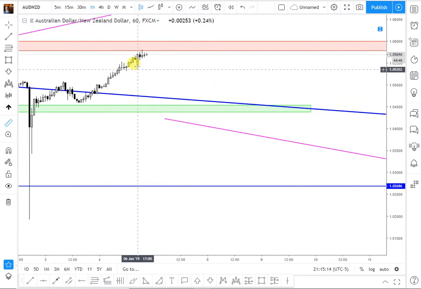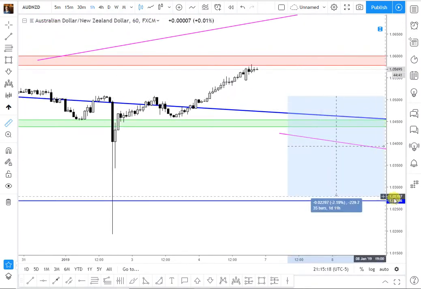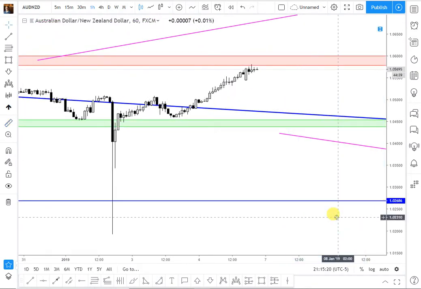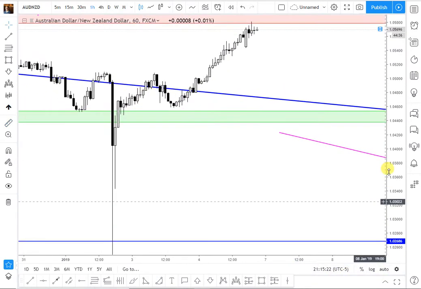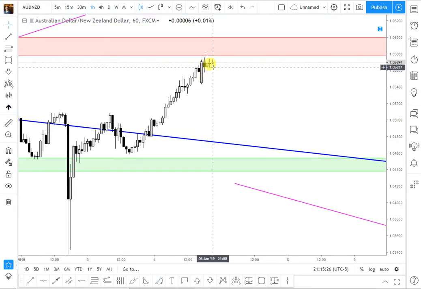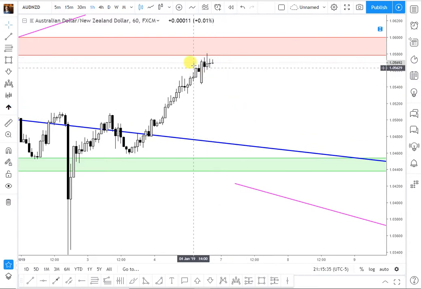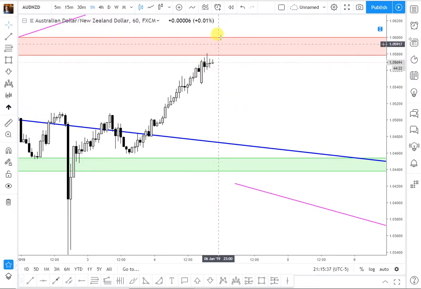Yeah, the price starts slowing down, so we'll keep an eye on this one. We have here kind of a pin bar, this one. I'm looking for another candle here, like a bearish candle, so we can get a decent confirmation, and our stop loss will be here above the resistance channel.